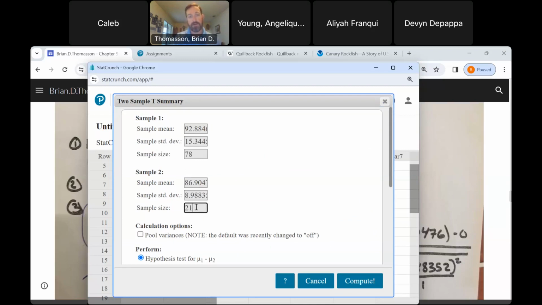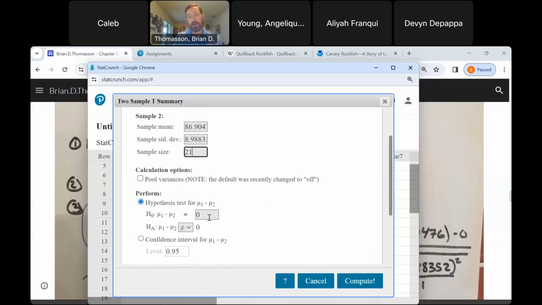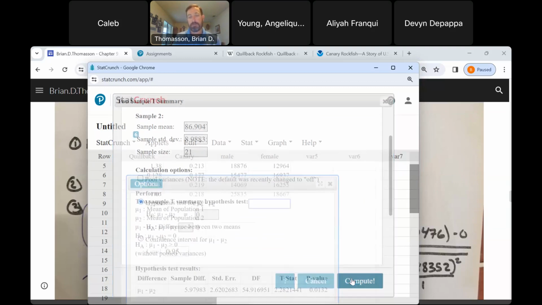Okay, so we enter in all our data that's given, and then we have to look at our hypothesis. We always assume 0. Okay, so we assume that H0, there's no difference between the two. And our alternative was a right tail, so we want to put greater than there. We hit compute.